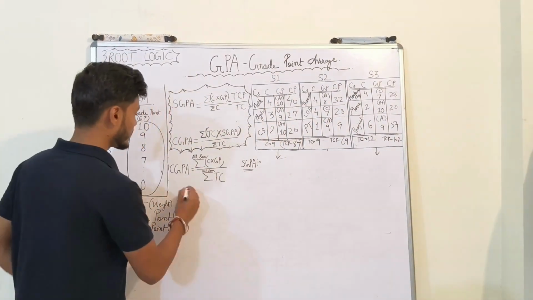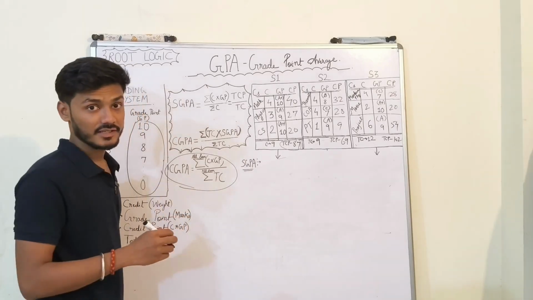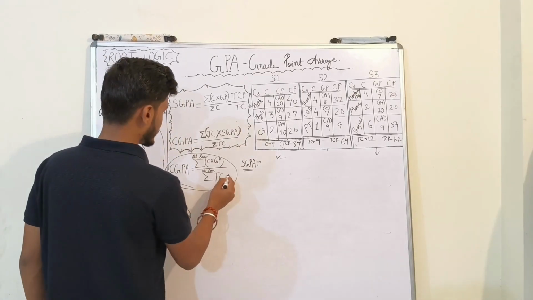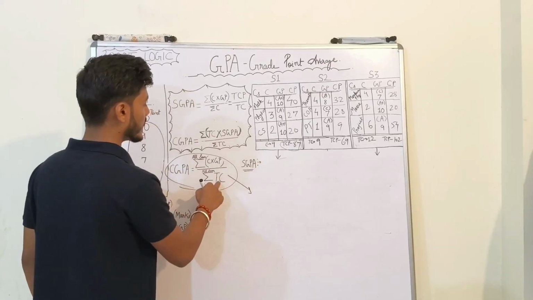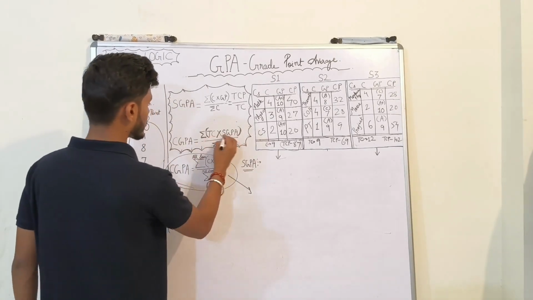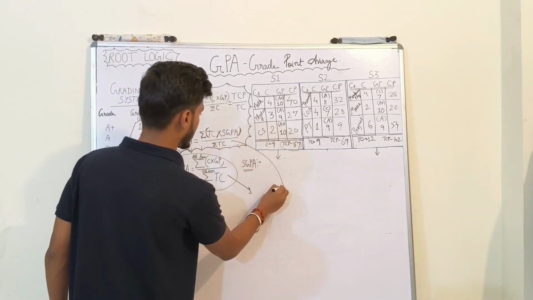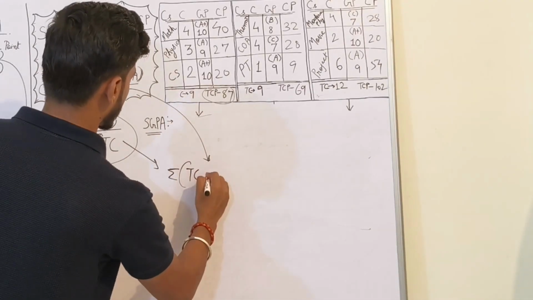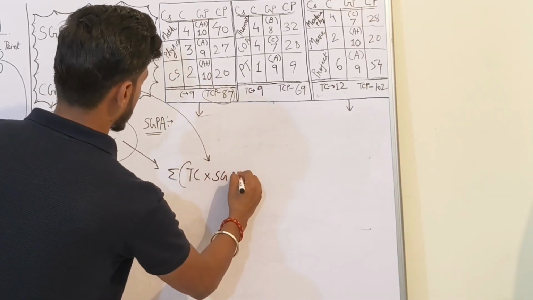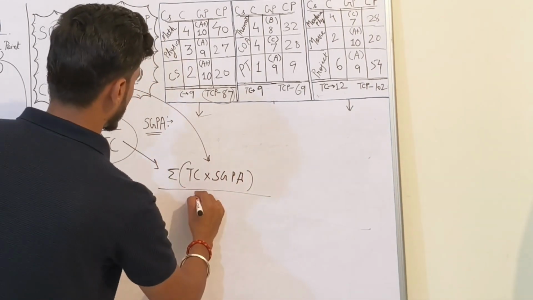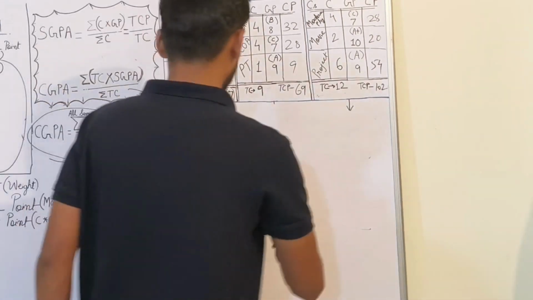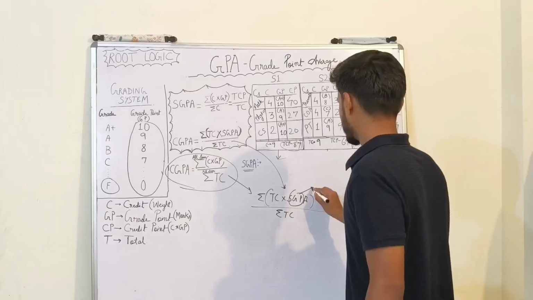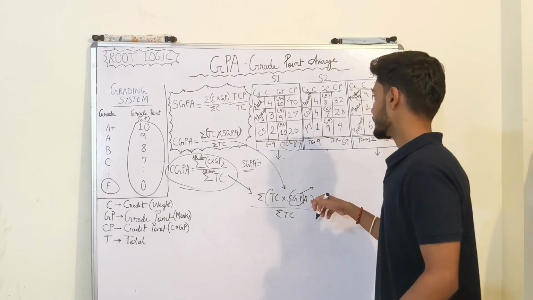One last thing, we also see this formula for CGPA, right? Okay, so let's decode this. How will we be getting this? So let's rewrite this formula. If we write this formula, what is this? Summation of total credit into SGPA, divided by total credits. Now we will write this SGPA in its original formula, the basic formula of it.